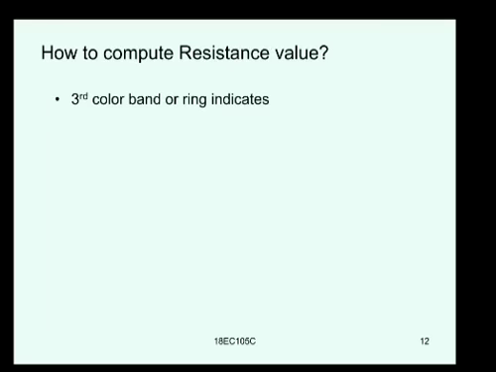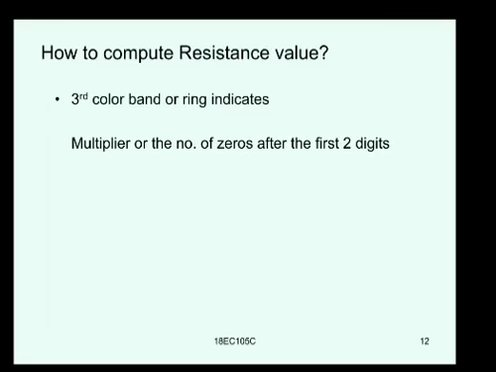Then the third band or ring indicates the multiplier, or the number of zeros after the first two digits. So we have assumed that the first color is red, the second is orange, and suppose the third color is red, you have to add two zeros in that place. So it will be 2300, that will be the value.